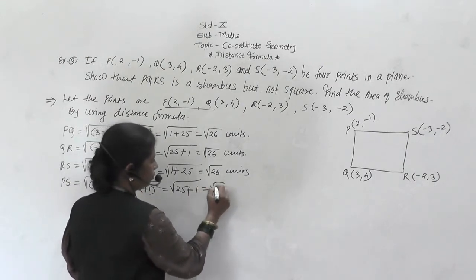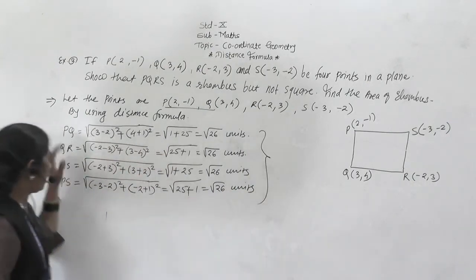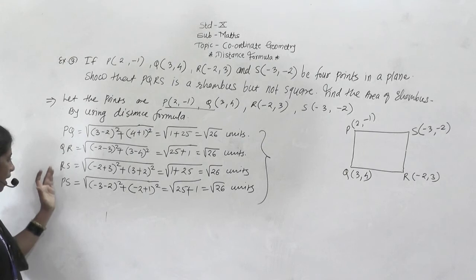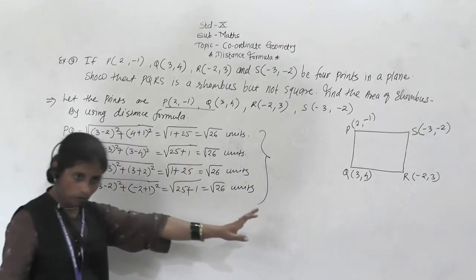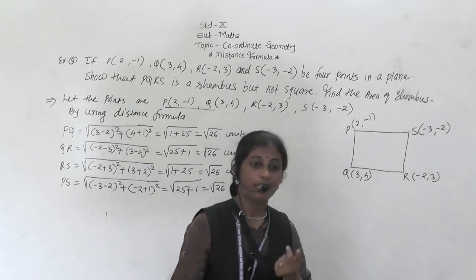So you will get what? 26 units. So here in these you got PQ equals QR equals RS equals PS. This we got here, all the sides are equal. Now we have to see about the diagonal.